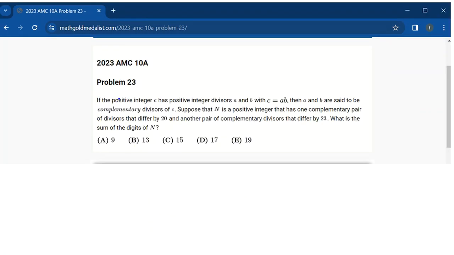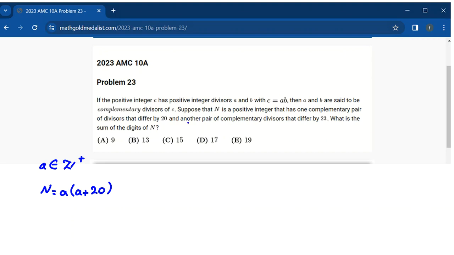If the positive integer c has positive integer divisors a and b with c equals ab, then a and b are said to be complementary divisors of c. Suppose that n is a positive integer that has one complementary pair of divisors that differ by 20. So we can write n as a times a plus 20. And because it says a and b should be positive integer divisors, a is a positive integer.